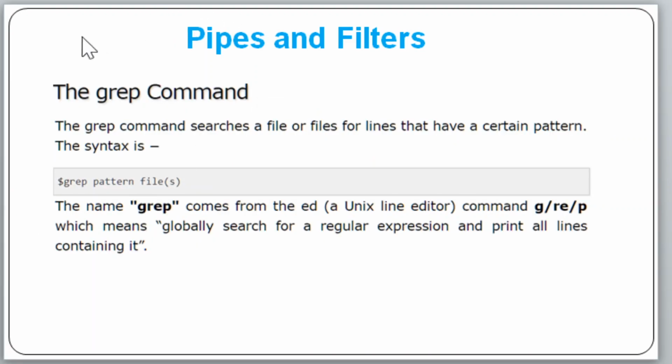So the grep command is what's commonly used with these pipes, guys. The grep command searches a file or files for lines that have a certain pattern. The syntax for grep is grep, the pattern you're looking for, and then the file. So guys, the name grep comes from the ed file editor, which is a Unix line editor. It stands for the command g/re/p, which means globally search for a regular expression and print all lines containing it. Global regular expression print. Okay? That's where grep comes from, guys.